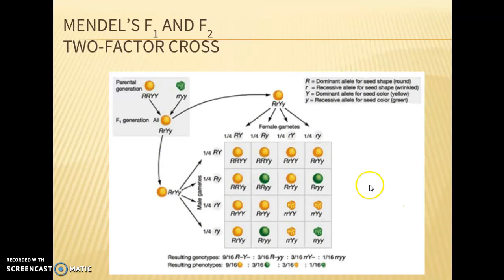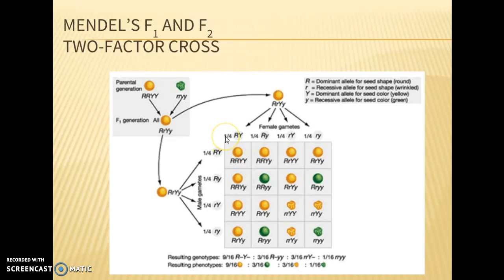Now, on this 2-factor cross here, we have a parental generation up here where they're both true breeders. One is dominant for round and yellow, and the other one is recessive for wrinkled and green. Now, we cross those 2. We know every single one of the F1, the hybrids, remember these are true breeders and these are hybrids here, are going to show the dominant traits, but they're heterozygous. They also carry the recessive from the one parent. So now we cross them, and this is how it's set up.